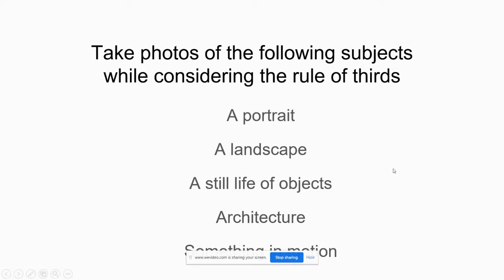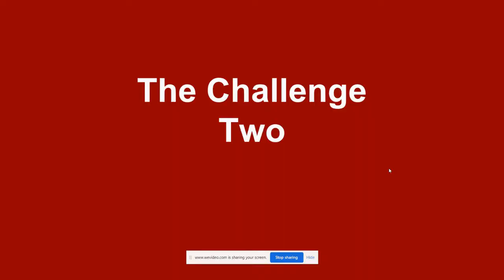And then try architecture, like go outside and take a picture of a building or something. And then something in motion. Try to grab something in some way and include the rule of thirds in your photography. And if that's not your cup of tea, I've got challenge number 2.